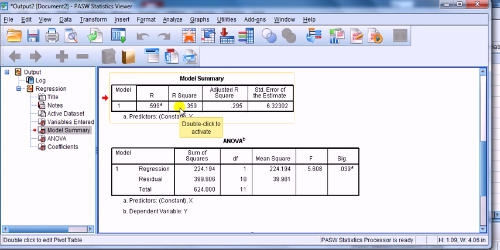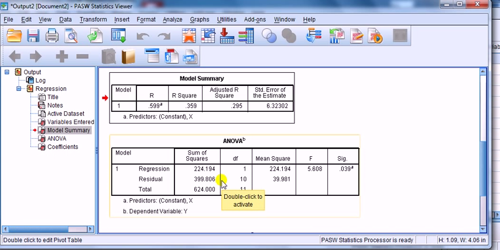We could say that 36% of the total variability in the dependent variable is explained by the model. I'll say it again. We can report, if we have to write this down, that R square equals 0.359 means that approximately 36% of the total variability in the DV is explained by the IV, or the model.